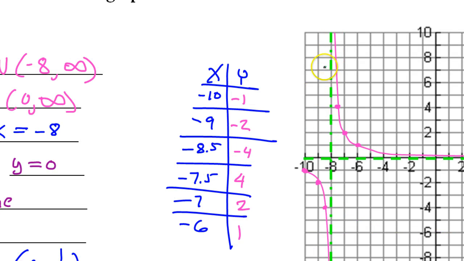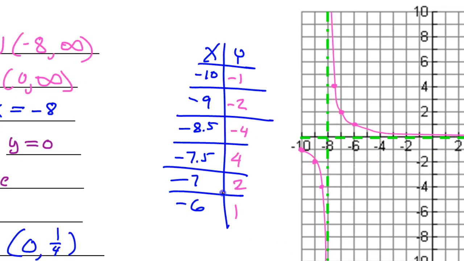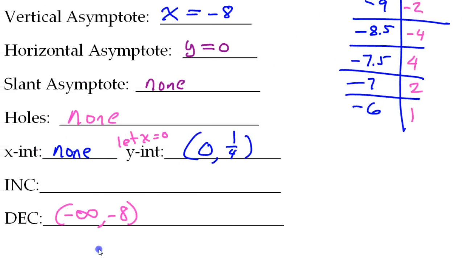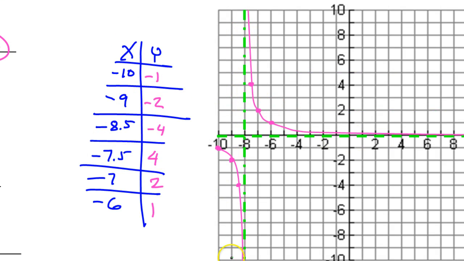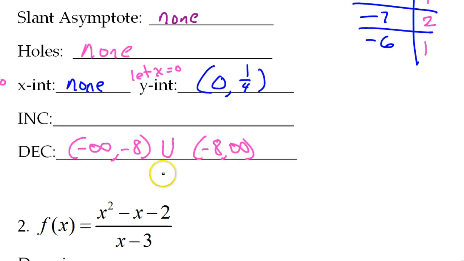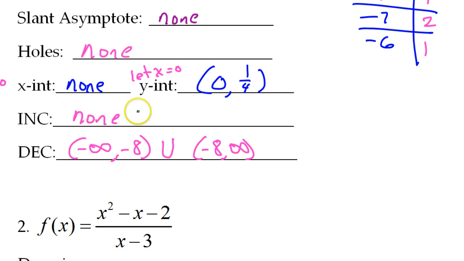Now the other branch is also decreasing because it sort of jumps and starts up high and then it goes down, down, down. So that is going to be from negative 8 to infinity. That's decreasing. There are no increasing intervals. It's decreasing the whole branch and decreasing the whole other branch. So increasing interval, none.